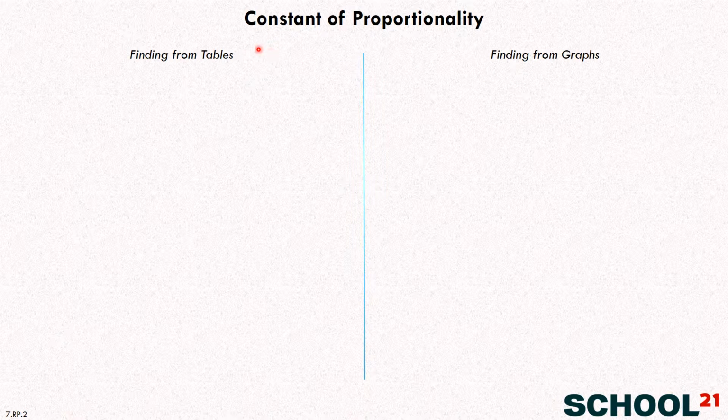Before we do that, let's just talk about what the constant of proportionality is. There are some big words, but really it's about a relationship between x and y, and it's pretty simple. Let's go ahead and write it right here. The definition of a constant of proportionality is, when you have a proportional relationship, the number you multiply x by to get y. Okay, so let's see what that means in a table.